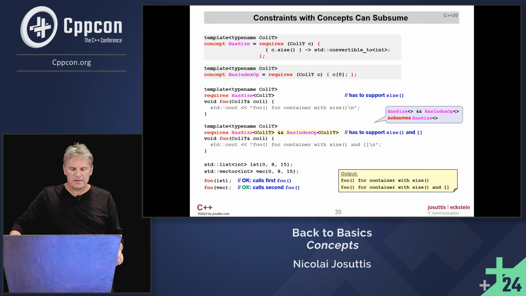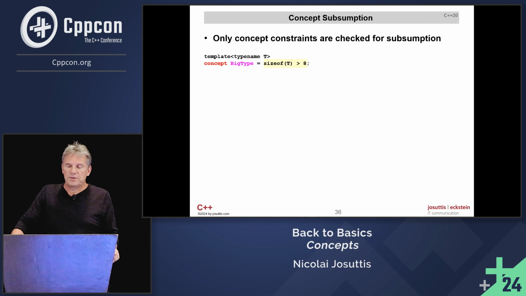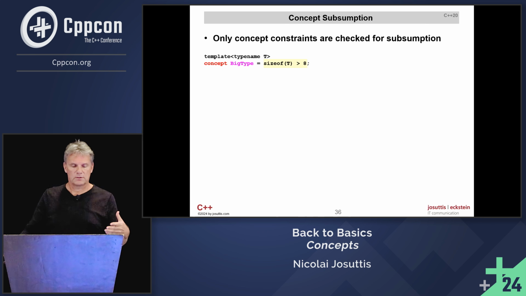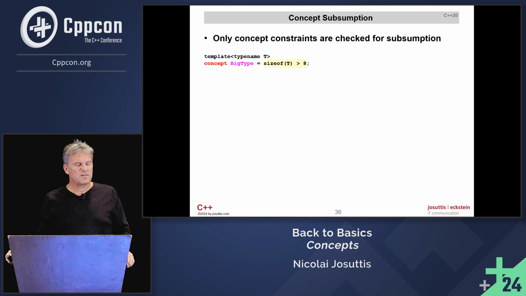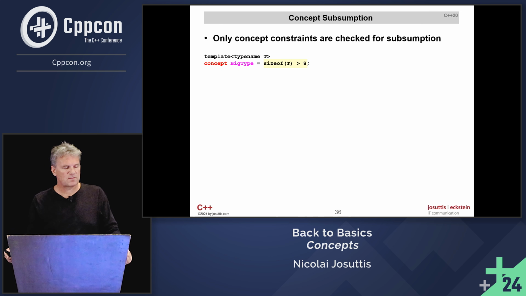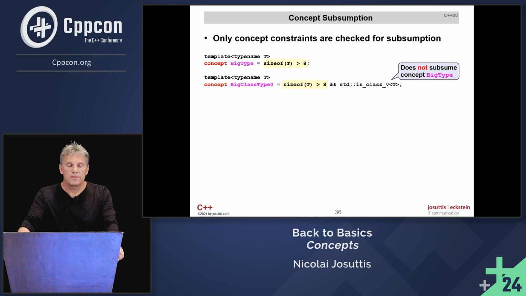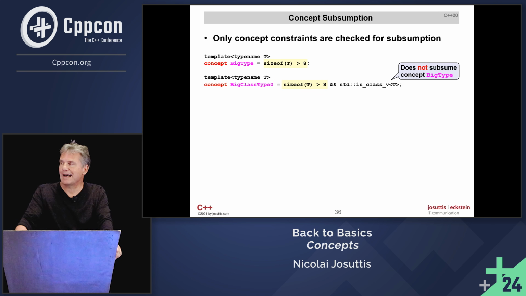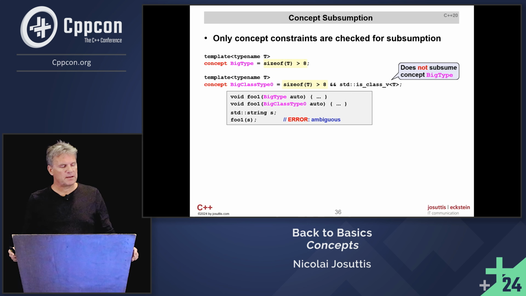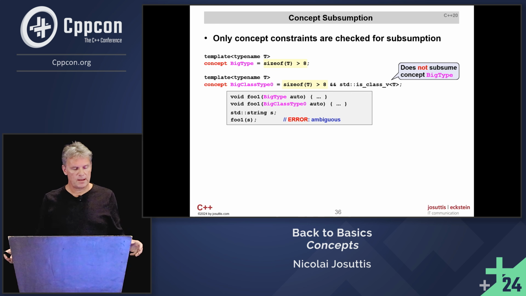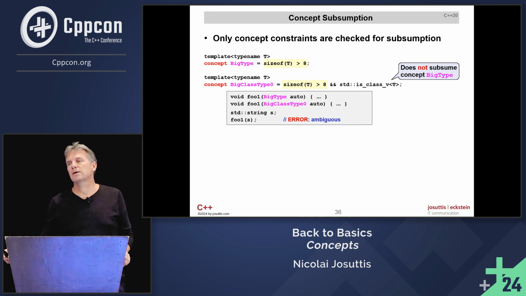We say has size and has index subsumes has size. Please note, only concept constraints are checked for subsumption. If you have a concept that says this is a big type, more than 8 bytes, and another concept that says this is a big type and a class type, this one does not subsume the other. So if you have two functions, one taking a big type, the other taking a big class type, the call of foo is ambiguous.